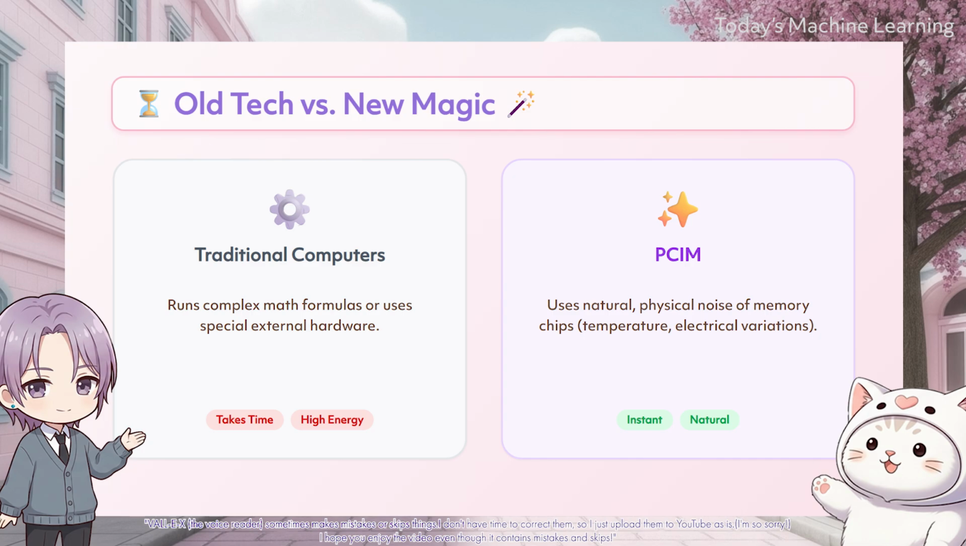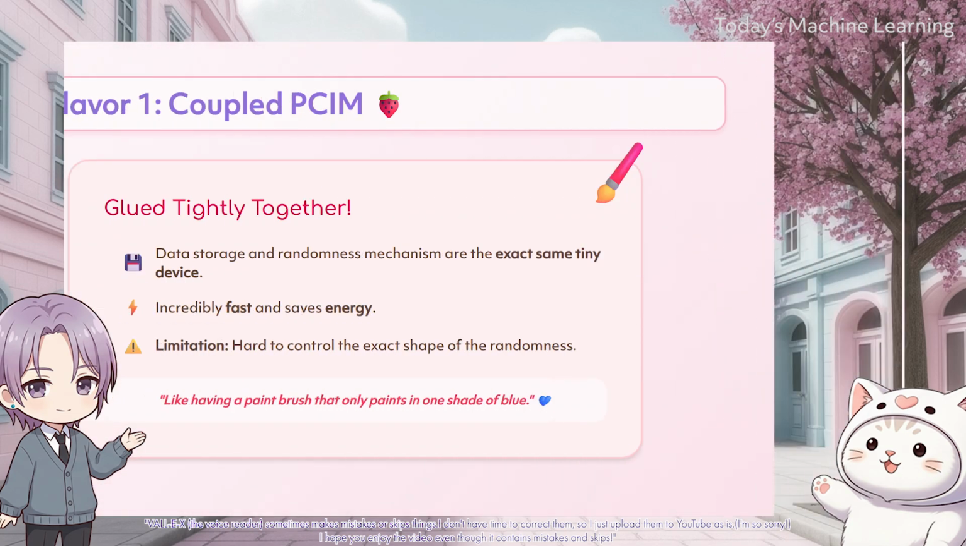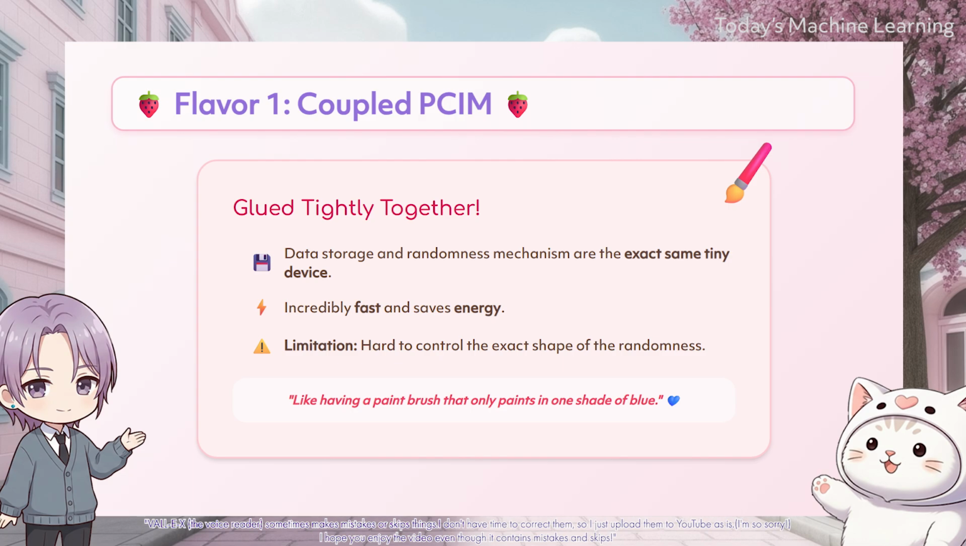Now let us compare this with the older technology, like in traditional computers. Making a random number requires running complex math formulas, or using special external hardware, which takes extra time and uses a lot of energy. But with probabilistic modeling, the system uses the natural physical noise of the memory chips themselves, like tiny temperature changes or microscopic electrical variations, to generate randomness instantly and naturally. It is like having a magical box that gives you exactly what you need, without having to run to the store every single time. Right, to fix this garden hose problem, the paper discusses 2 flavors of this new memory technology. The first flavor is called coupled probabilistic computed memory.